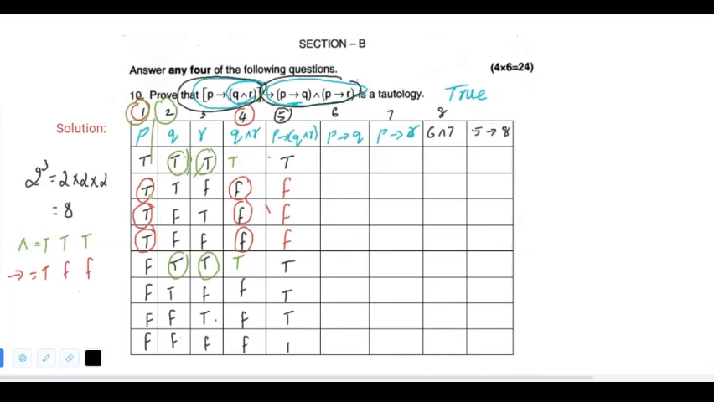So we will check here. TF, it is F. TF, the solution is F. The next one, again we have T and F, and the solution is F. Then moving on to the next one, we have no more, so the remaining will be true.